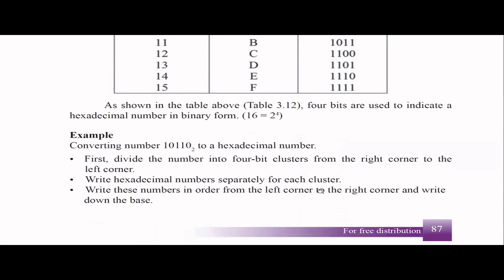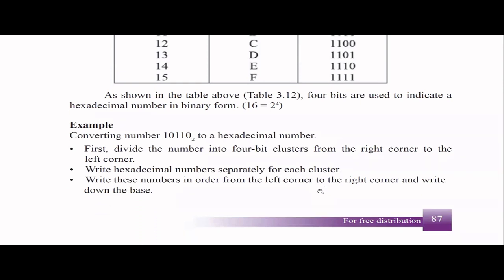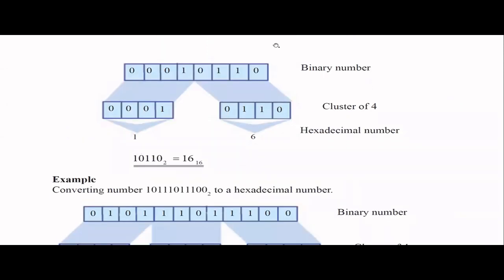For example, in this question, what you have to do is divide from the right corner. You have to start with the right corner, and now it's 4-bit clusters, right? For example, this is the number. So divide into 4-bit clusters, right? In this one, you have to put additional 3 zeros to make the cluster. So then this one you definitely know it's 1, and this one it is 6, right? Refer to the chart, then you will understand. So this is actually 16 with the base 16.